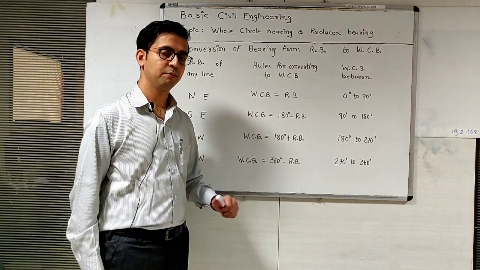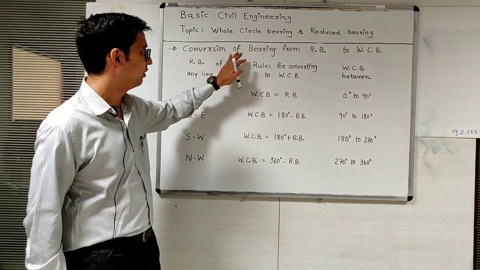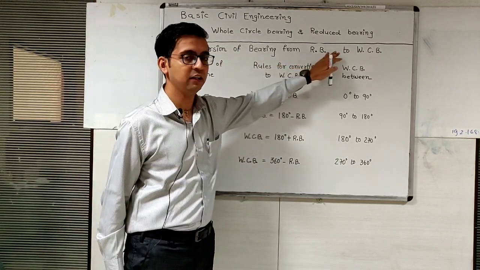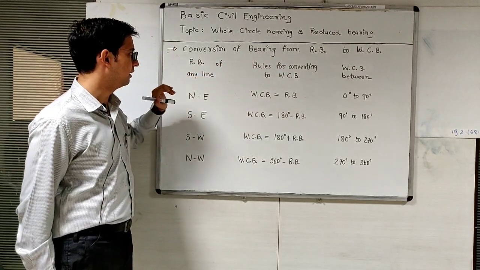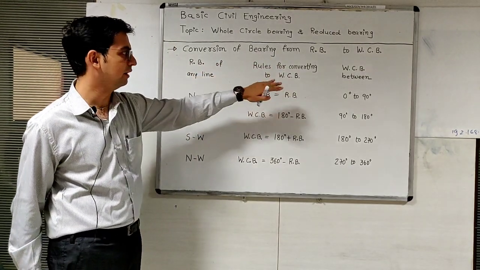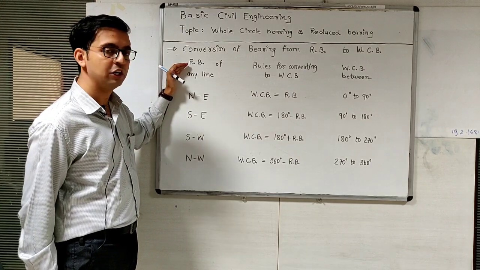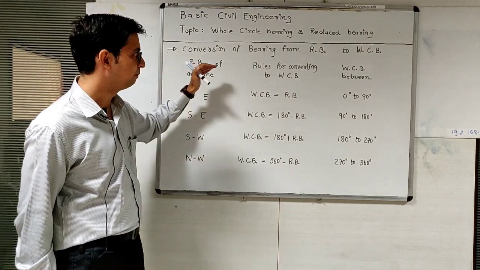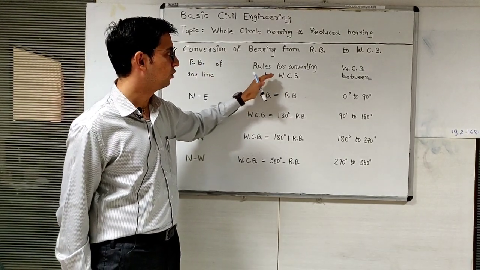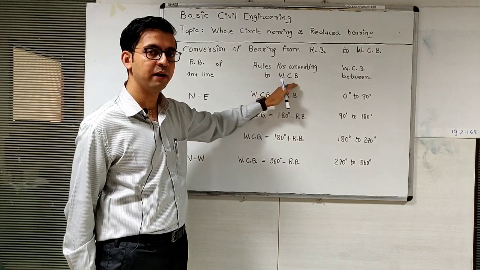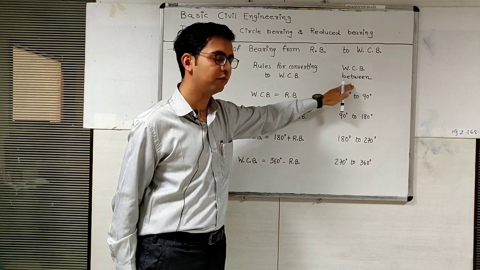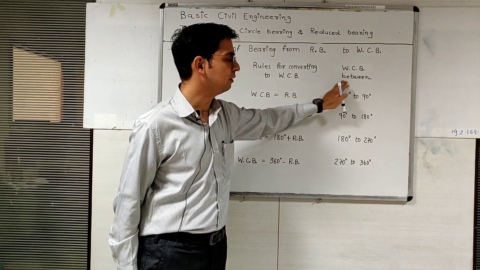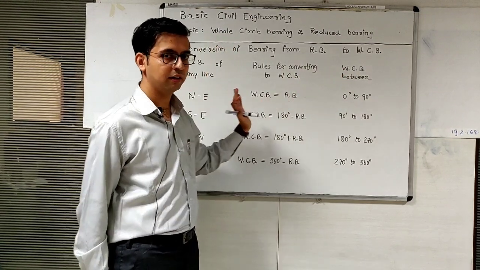Now the second part, which is conversion of bearing from reduced bearing to whole circle bearing. For that, let's see this table in which three columns are given. In the first column, reduced bearing of any line is given. In the second column, rules for converting reduced bearing to whole circle bearing, and in the third column, the whole circle bearing between the degrees.